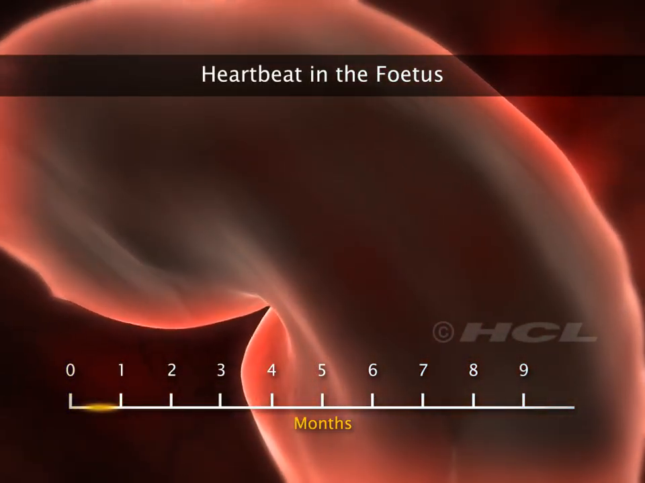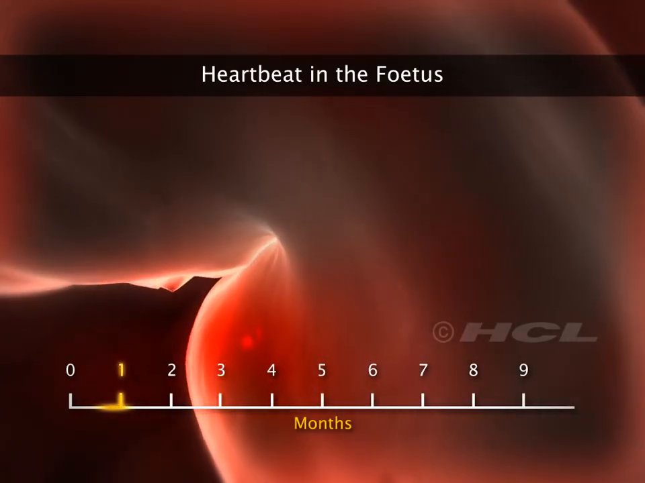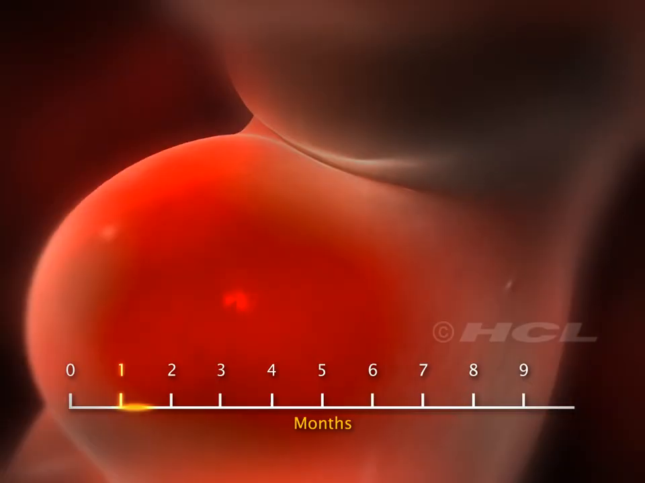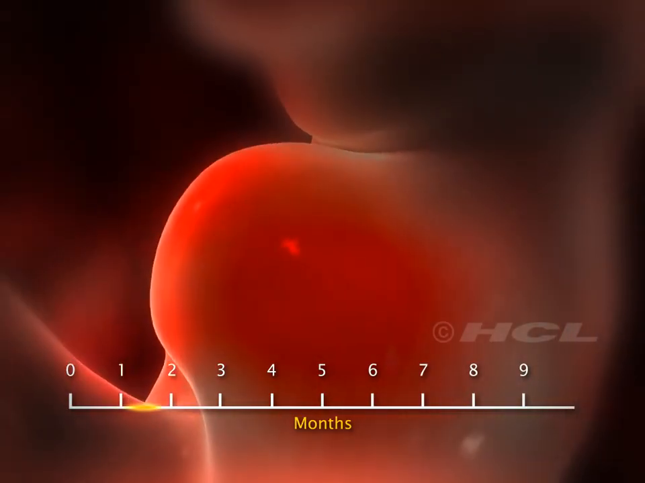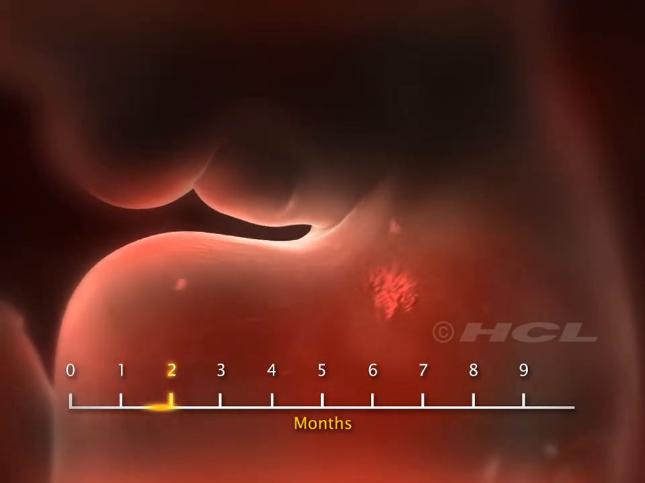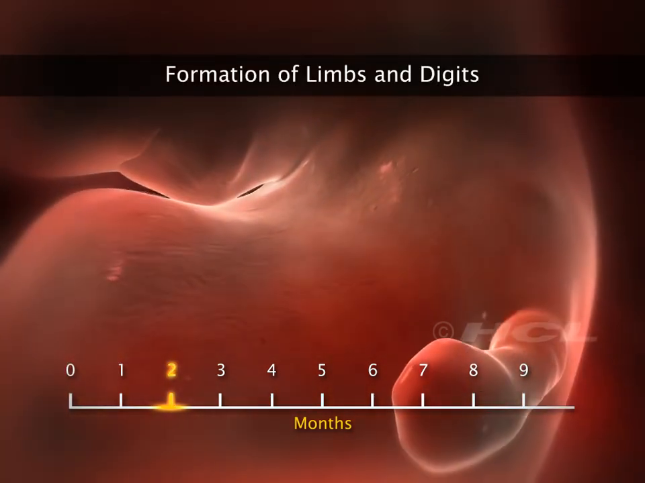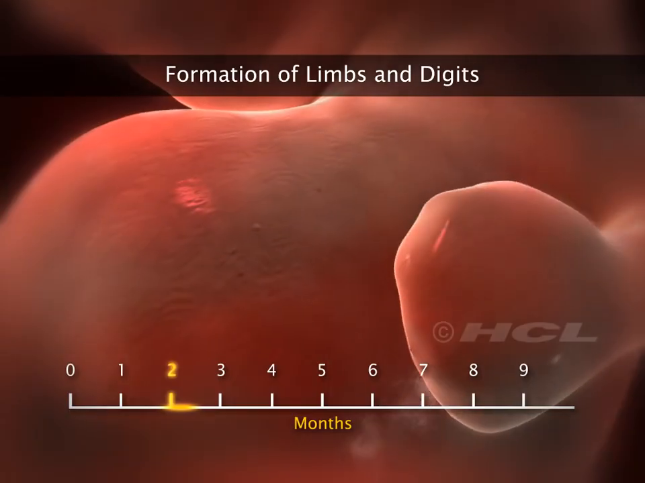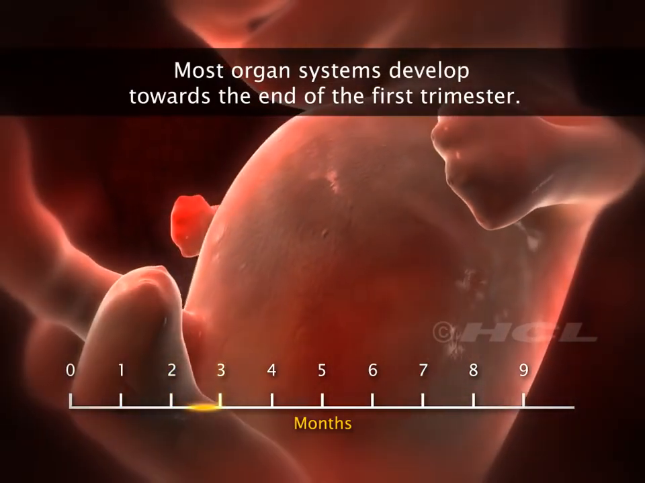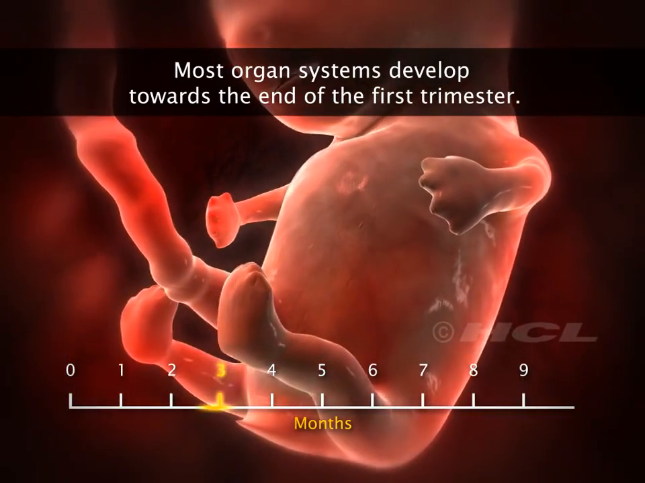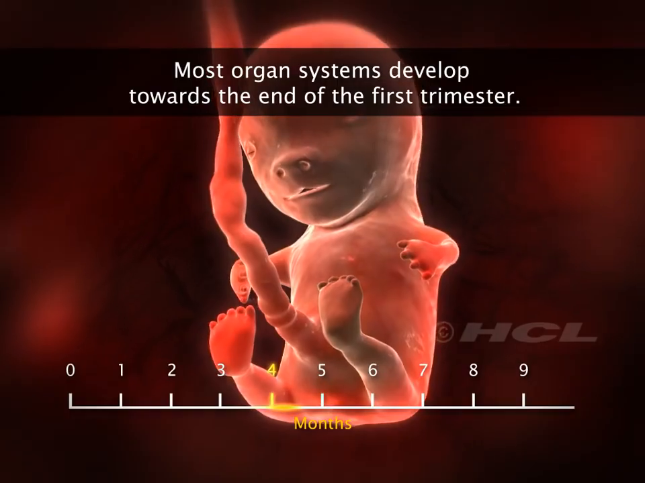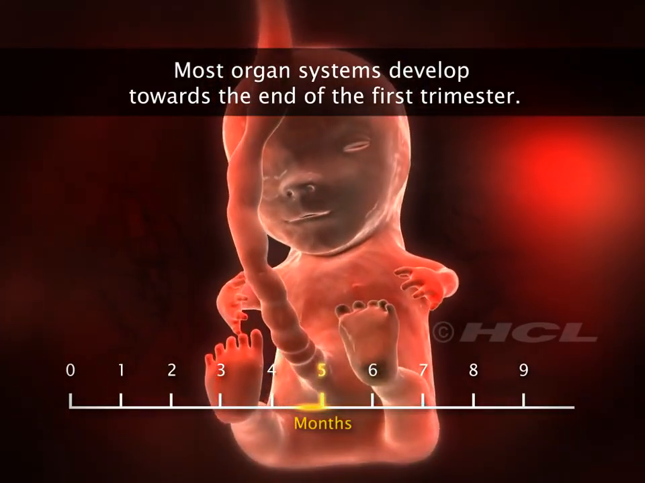In the human embryo, the heart is formed after 1 month of pregnancy. The limbs and digits are formed towards the end of the 2nd month. Most of the organ systems develop towards the end of the 1st trimester, that is, in the 3rd month. The limbs and external genitalia are well developed by this time.